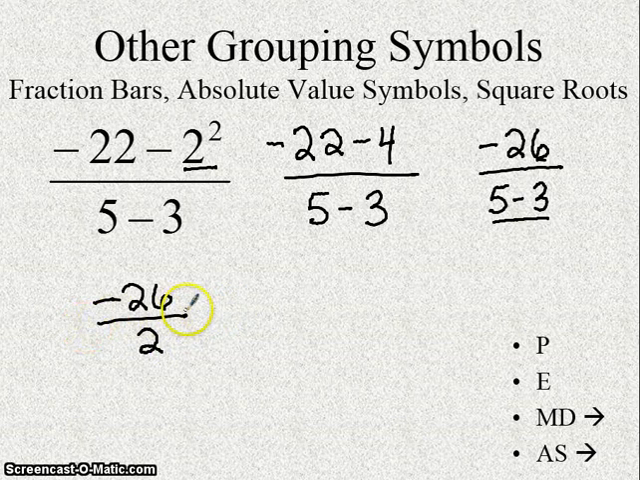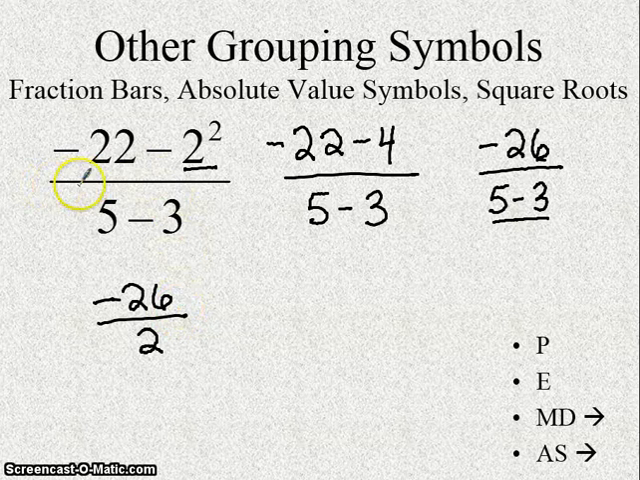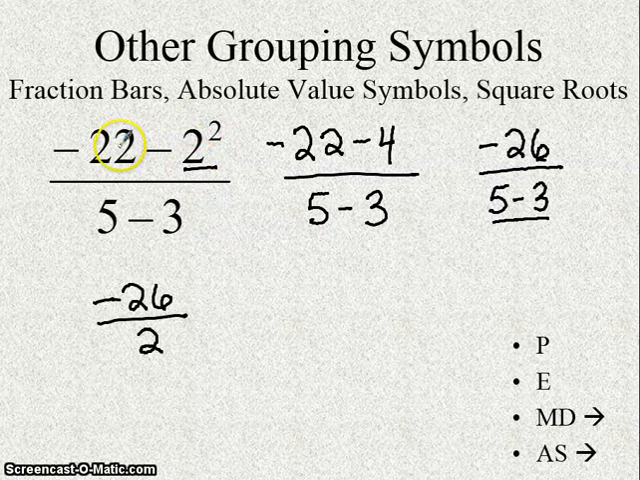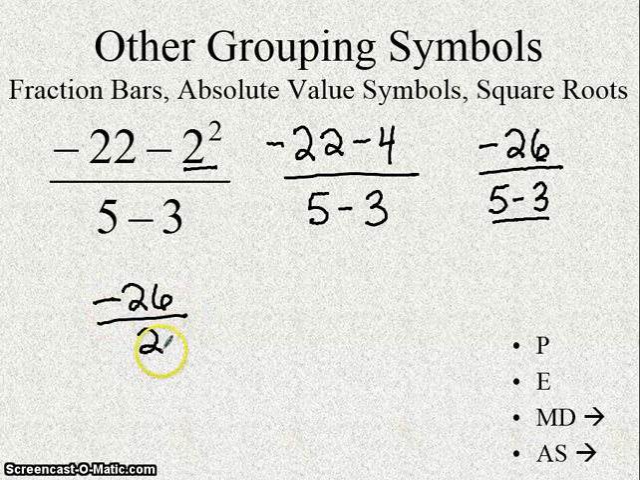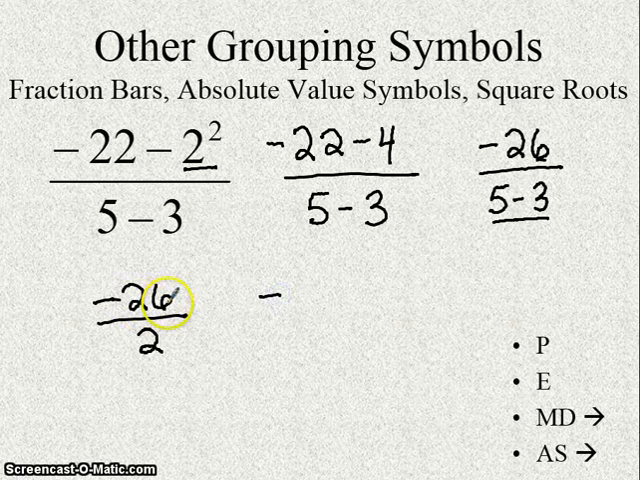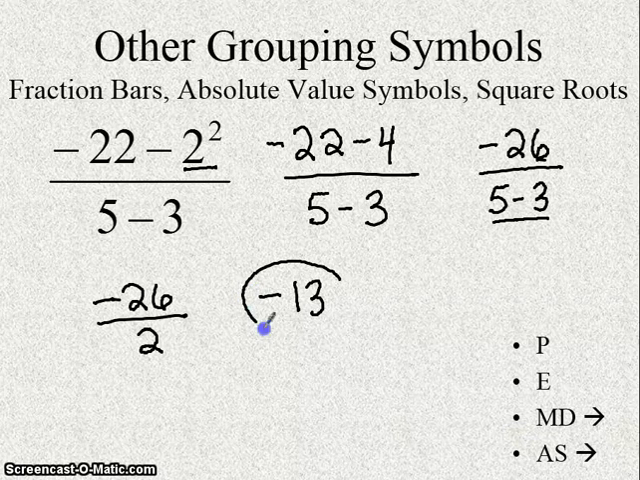Now remember, the fraction bar can be a grouping symbol or an operation. To start, it was a grouping symbol because there was more than one number on the top or the bottom. But now that there's only one number on the top and one number on the bottom, this is division. Negative 26 divided by 2. A negative divided by a positive makes a negative. 26 divided by 2 is 13. So this has a value of negative 13.